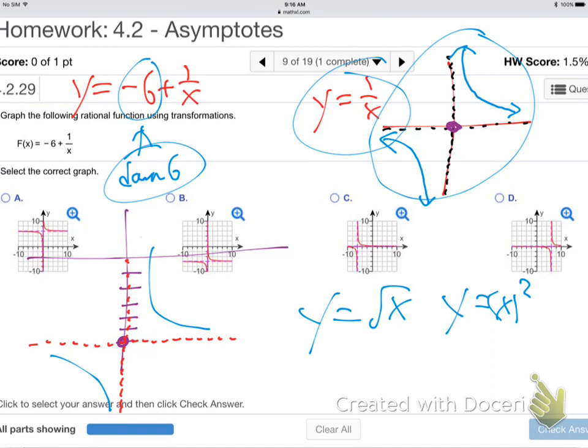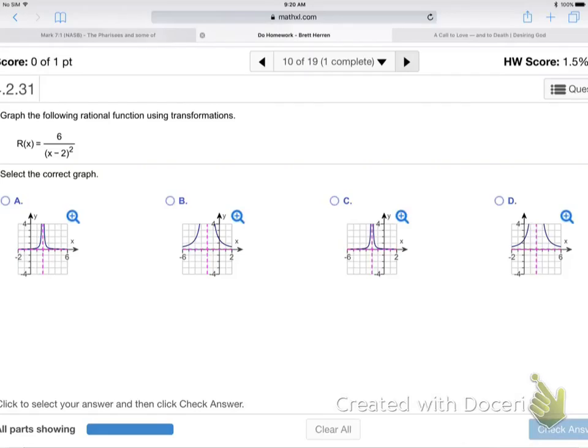So which one of those is that? Which one? A, B, C, D. Looks like it's been moved down 6. It's B, isn't it? Looks like B. Down 6 and got the 2 branches. We good on all that? All right. All right. What's that going to do?